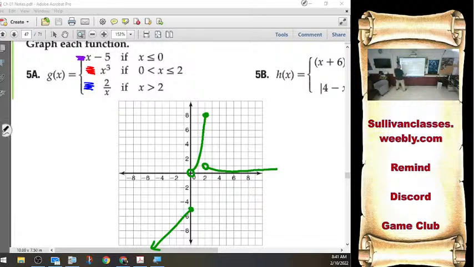Oh, yeah. You have an asymptote at 0. You have an asymptote at 0. Take 2 divided by numbers. So away from 0, I go right 1. 2 divided by 1 is 2. 2 divided by 2 is 1. Well, yeah, 2 divided by negative 1 is negative 2. 2 divided by negative 2 is negative 1. Okay.